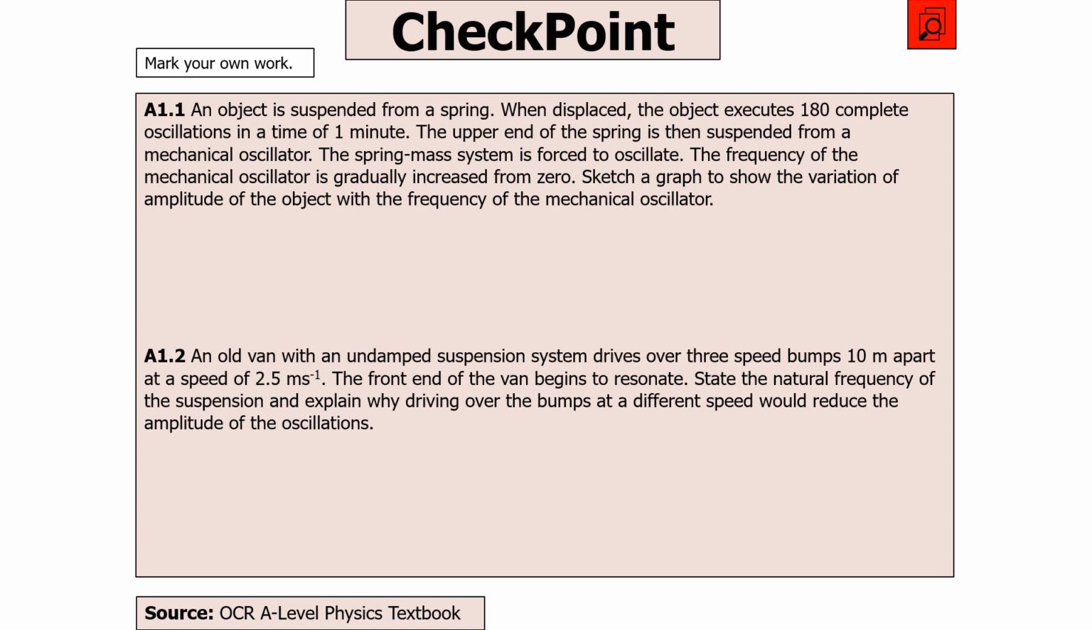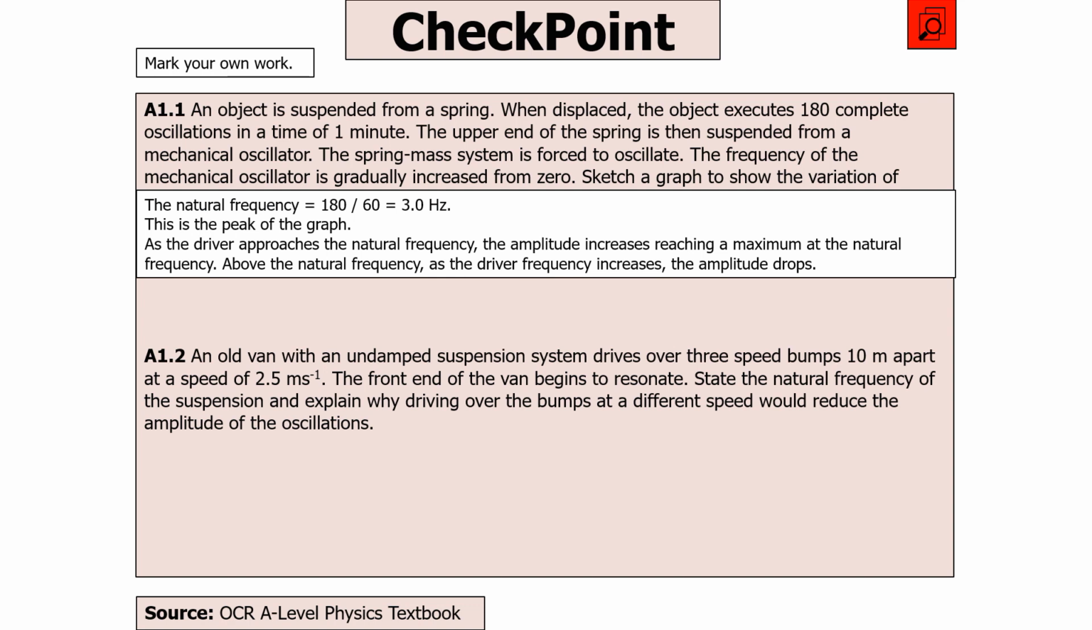Right, in this first one, you can work out what the natural frequency is, because it's 180 divided by 60, because it says it's 180 complete oscillations in 1 minute, so therefore it's 3 hertz. So there must be the peak of the graph at that value, because that's when you get your highest amplitude. As the driver approaches the natural frequency, the amplitude will increase. It reaches the maximum at the natural frequency, that's resonance. Beyond the natural frequency, the amplitude will drop again, so it'll go back in that curve shape.